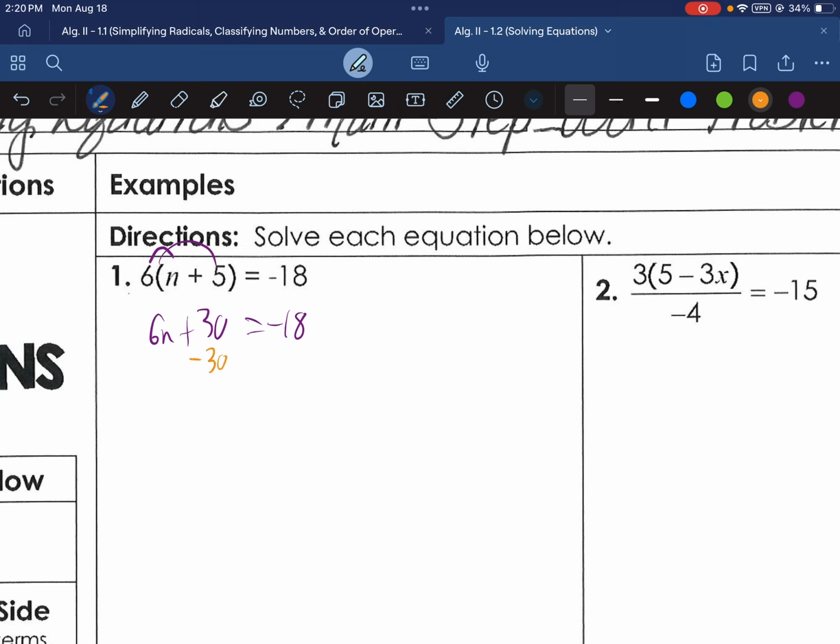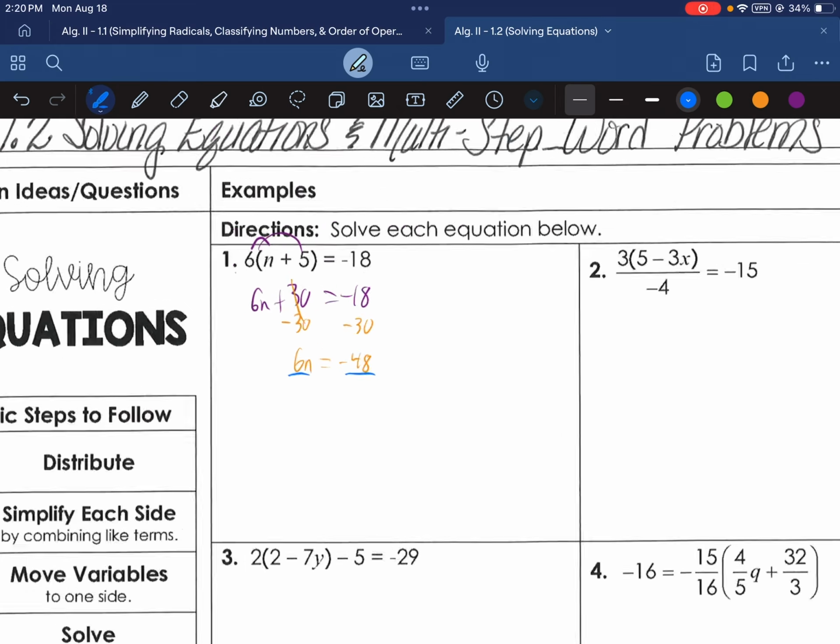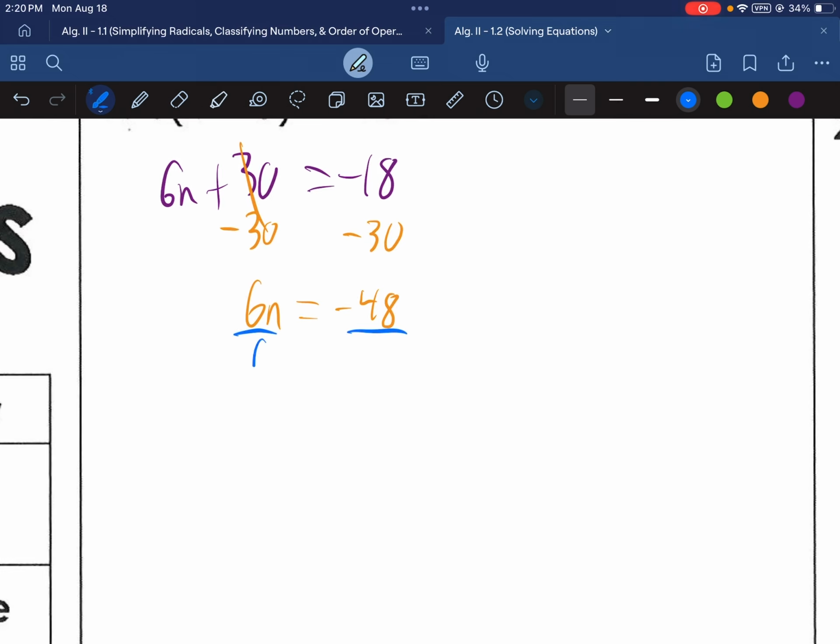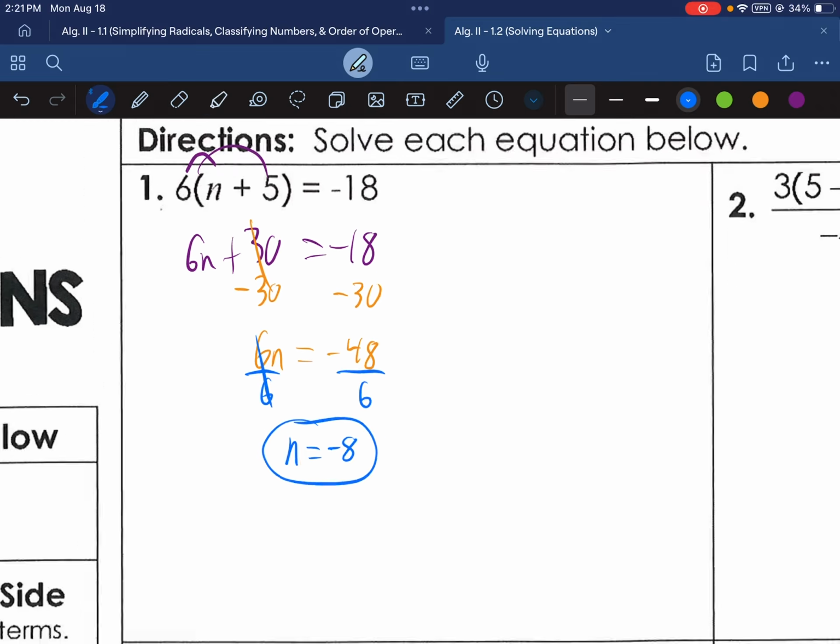So I'm going to move this 30, and how I get rid of a positive 30 is by subtracting 30, and if I do it to one side, I must do it to the other. So I have 6n equals negative 48. Now I divide to undo multiplication, because currently my n is being multiplied by 6. I want to undo that by dividing by 6. And because I divide one side, I must divide the other side, and I have n equals negative 8 as my answer.